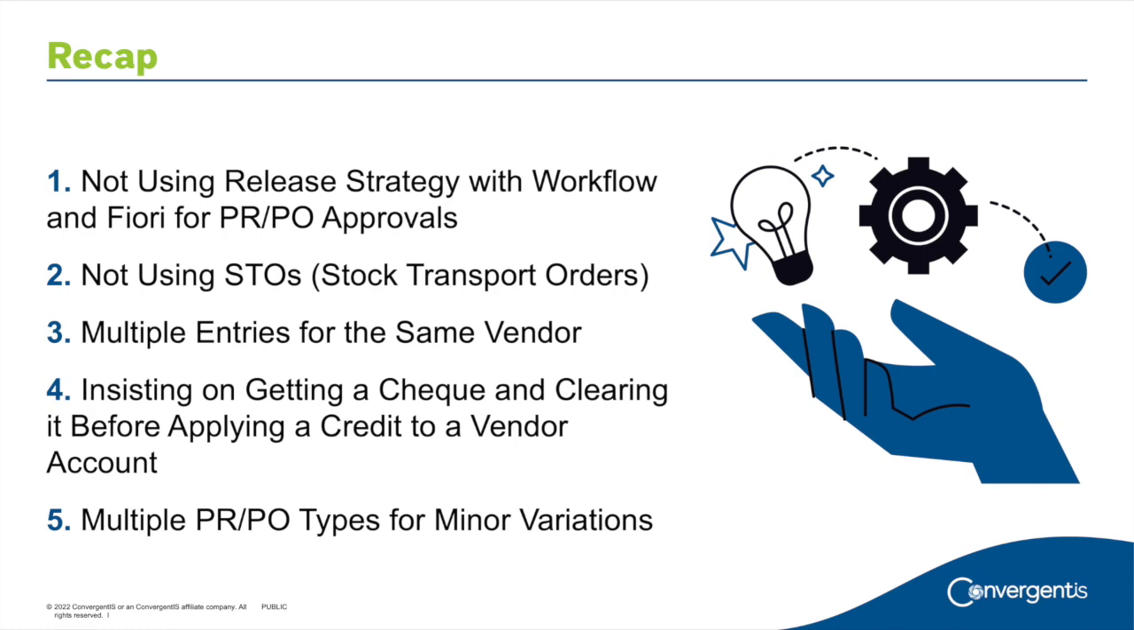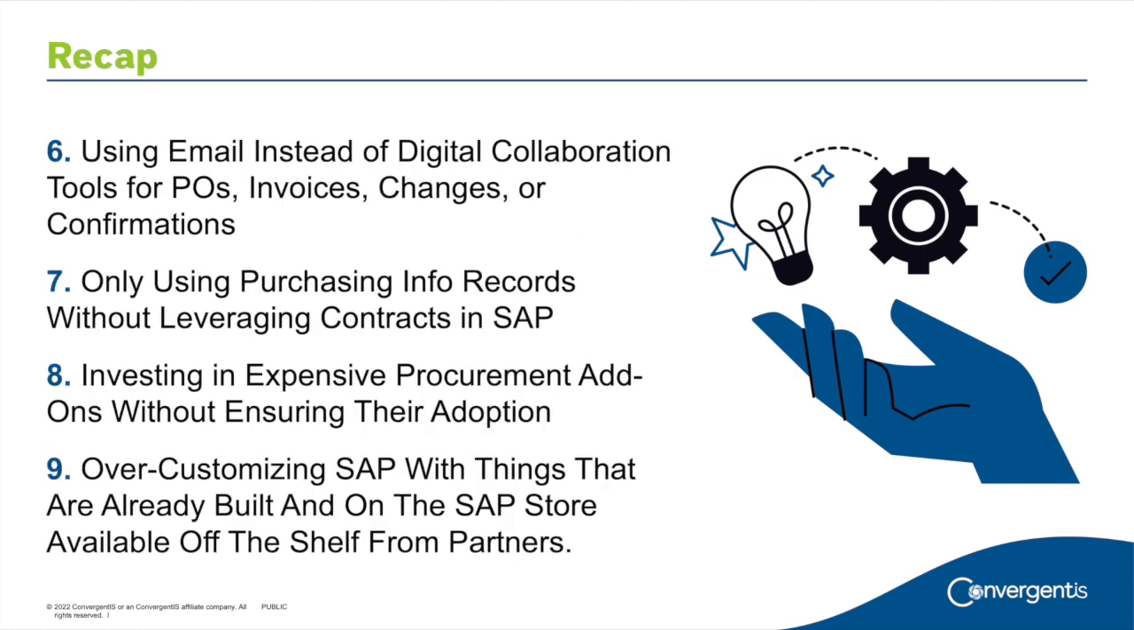Number five, using multiple purchase requisition or purchase order document types for minor variations. It's just not worth it. Number six, using email and hope as a strategy instead of making sure that you've got some digital collaboration to make sure that your suppliers get you invoices that are correct and that you get your POs to them and that they are confirmed. Number seven, using only purchase info records without using contracts.